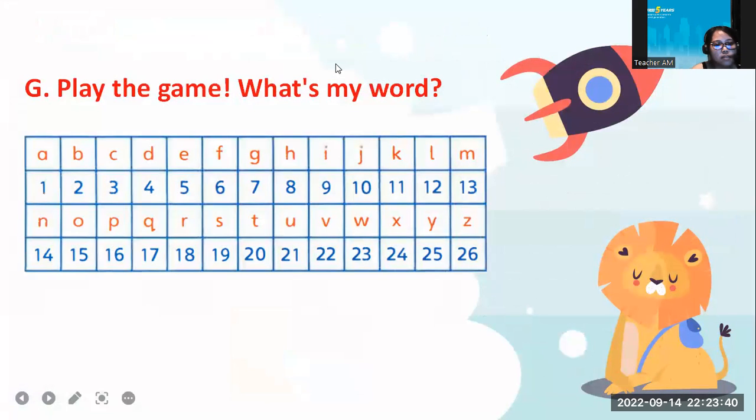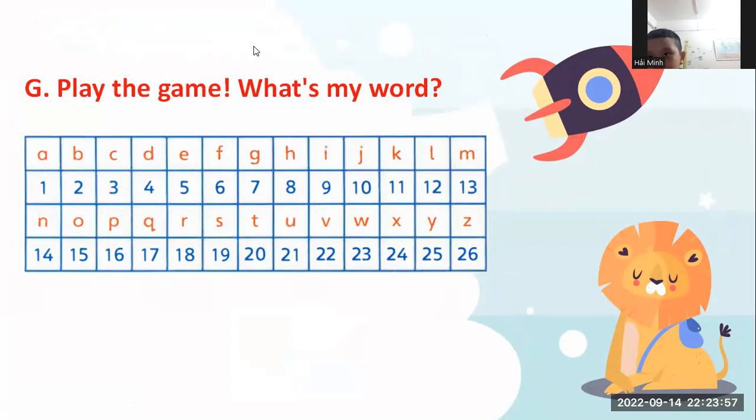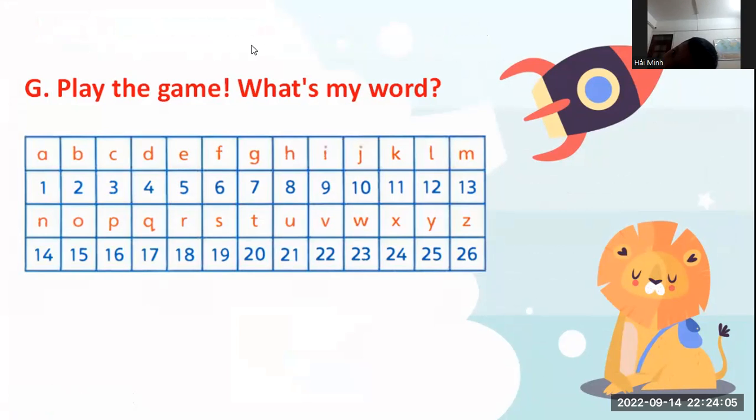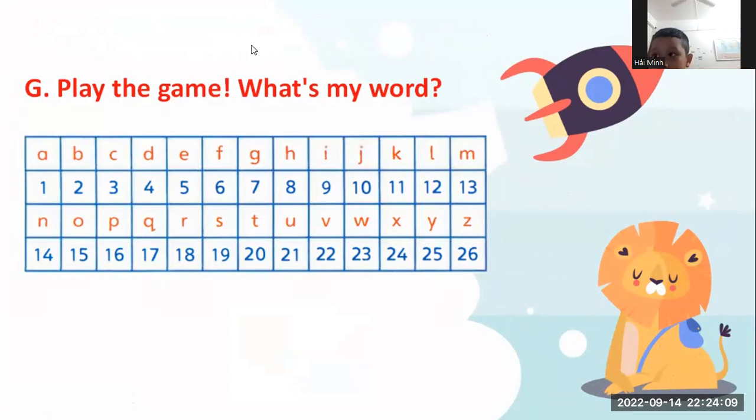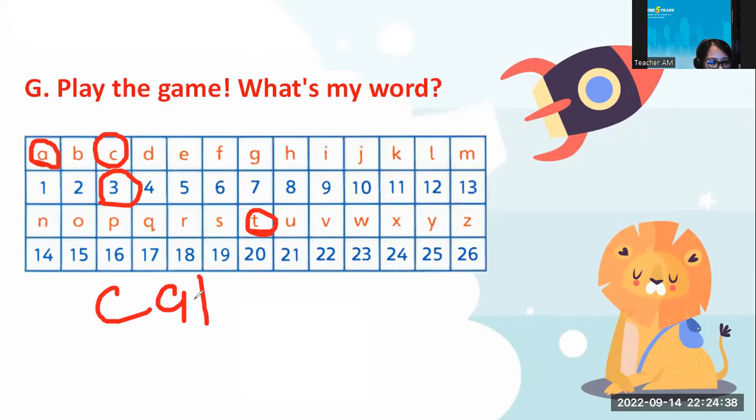So here, Min, let's play the game, What's My Word? What word is in number 3, 1, and 20? I don't know. What word is that? That is cat. Look at this one. 3, 1, 20. Where's 20? T. So it's C-A-T. Cat.